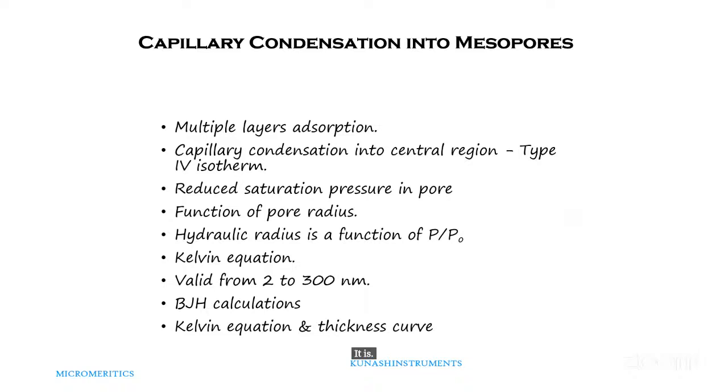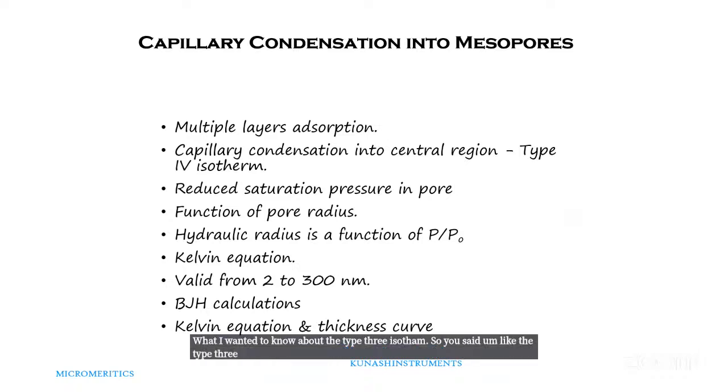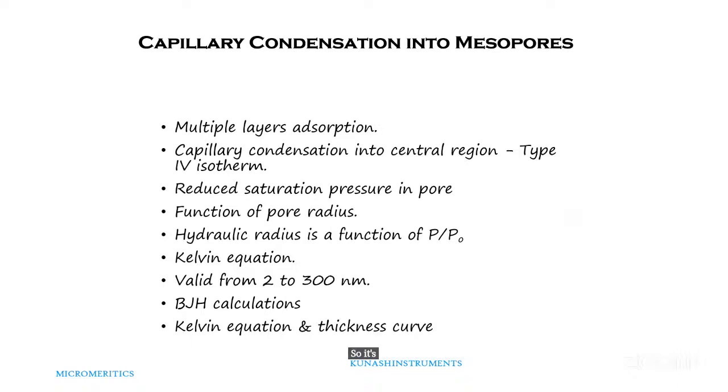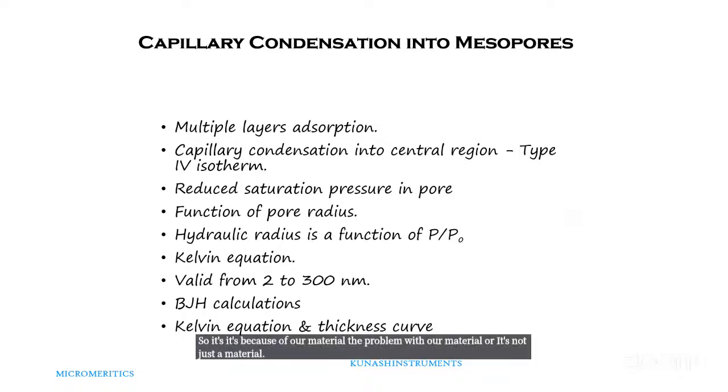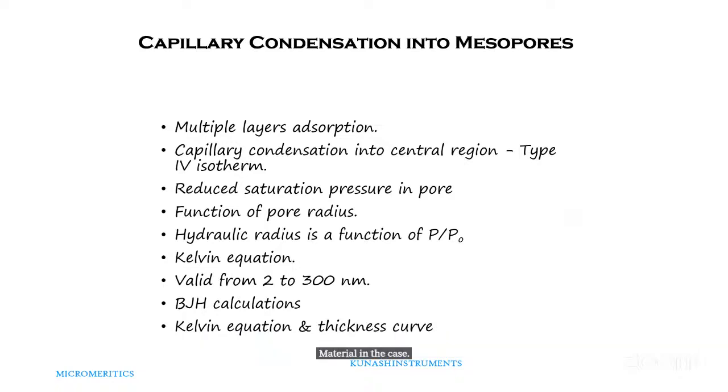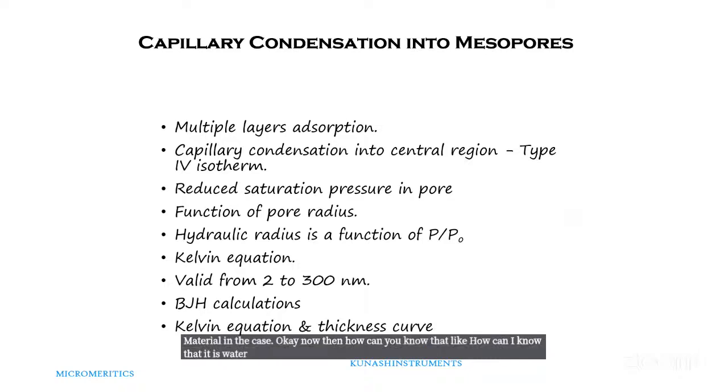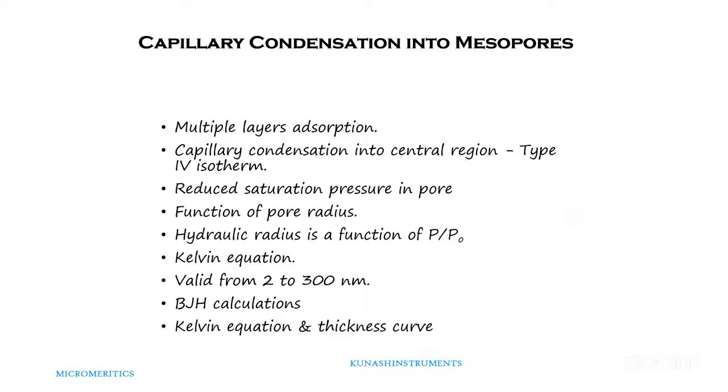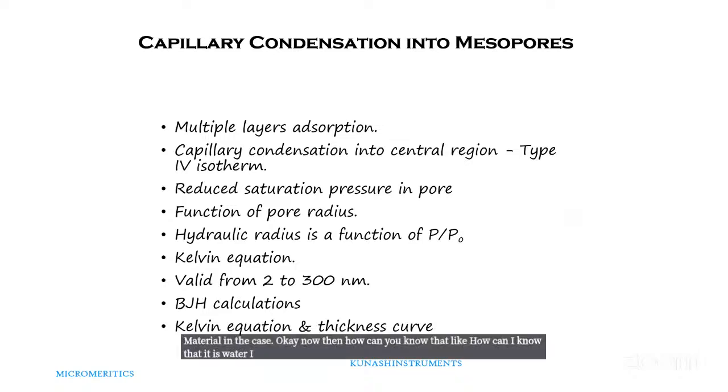What I wanted to know about the type 3 isotherm, as you said, the type 3 isotherm is forming when there is no monolayer formation, right? So is it because of our material, the problem with our material? It's not just the material, it's a combination. Material and the gas. Now, how can I know whether the problem is... So, I said both. I'll explain, don't worry.